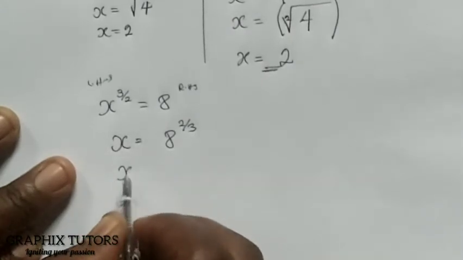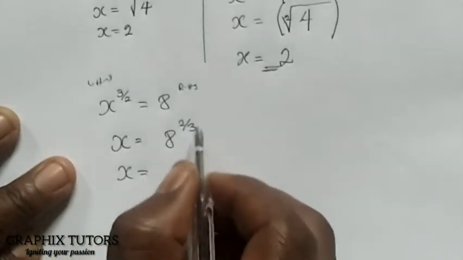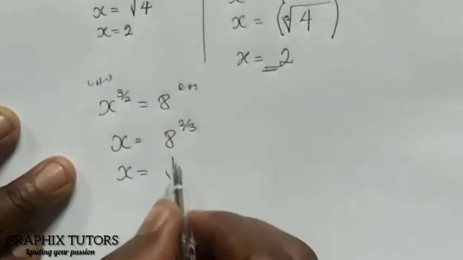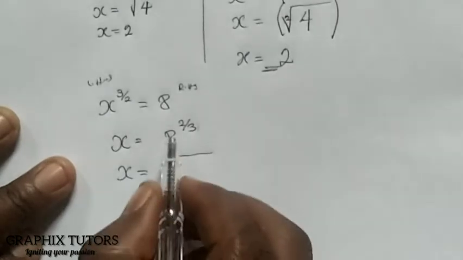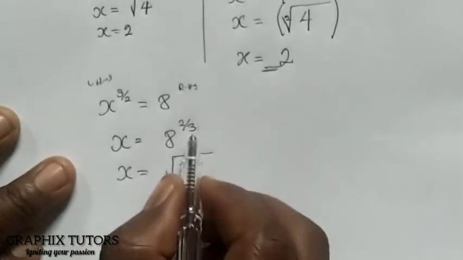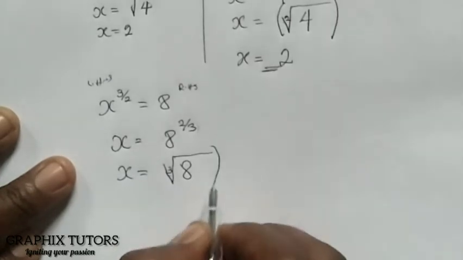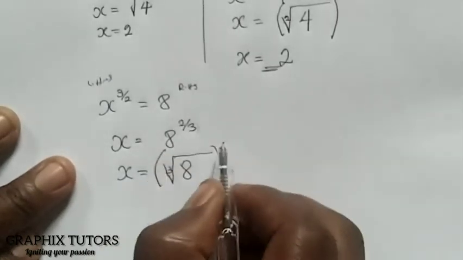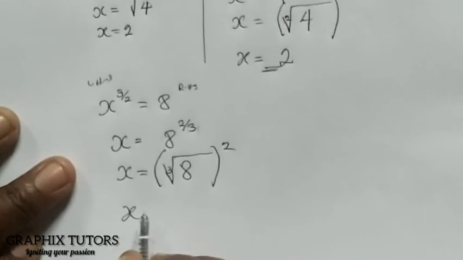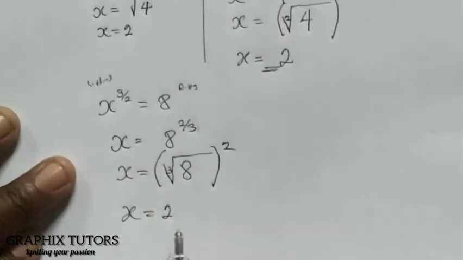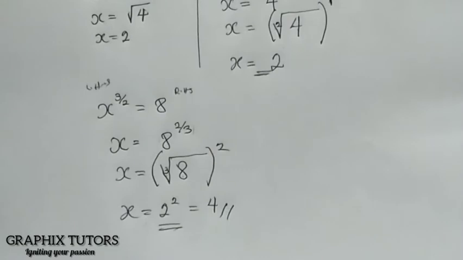Now my x will give me, since the power is a fraction, you just introduce a root sign. The base will always be inside. Whatever is down here will be inside here. The 3 will be here. Then whatever is up will be here. So it means, what will I multiply 3 times that will give me 8? That is 2. This power 2, I will have 4 as our answer.